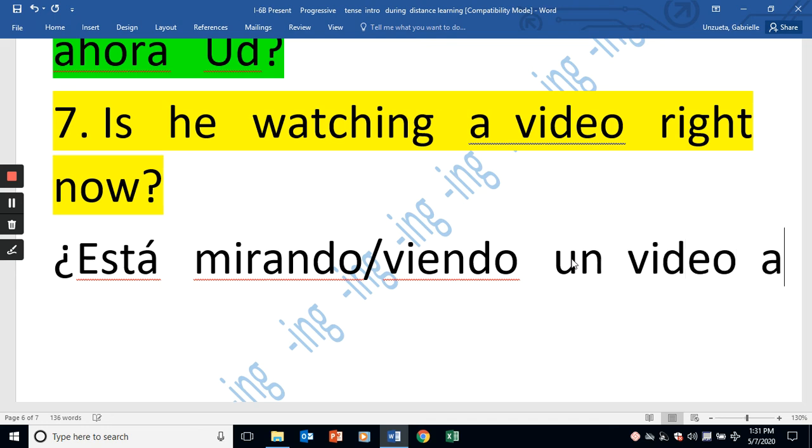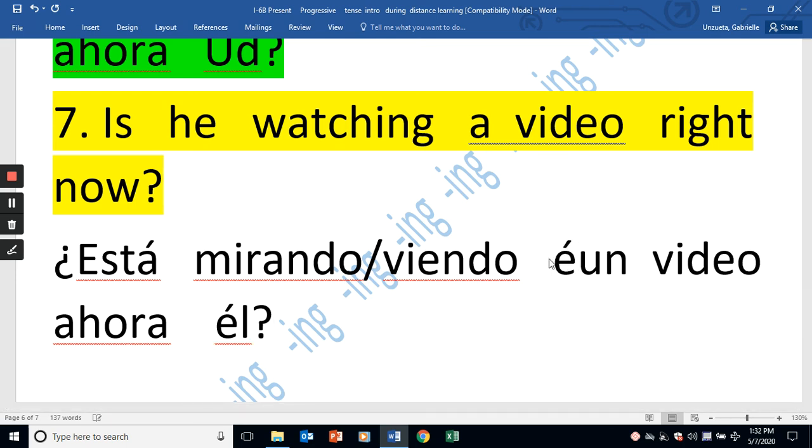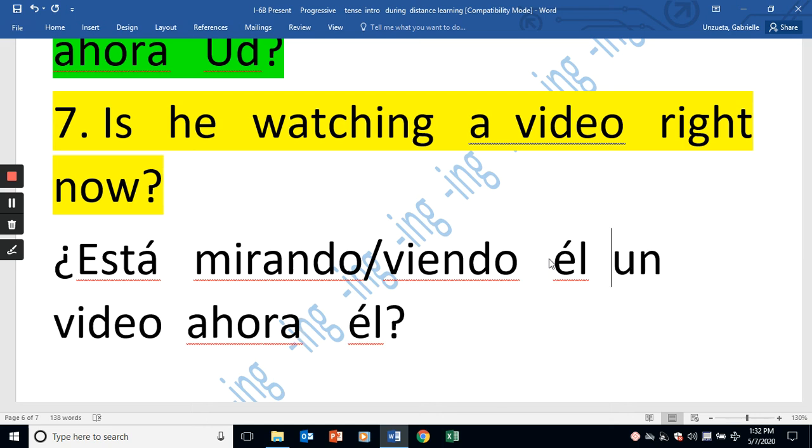And then ahora, and then I can go ahead and put él with an accent mark on it at the very end. I could also put the él here instead. ¿Está mirando él un video ahora? Or ¿está viendo él un video ahora? Or put the él here. As long as it's after the verb, you're all good.